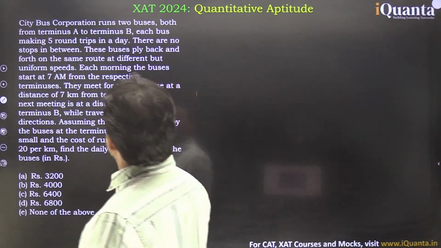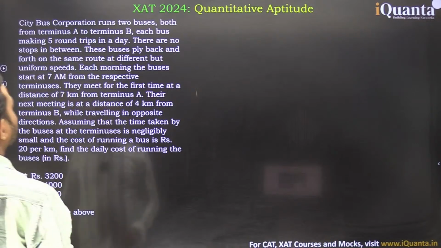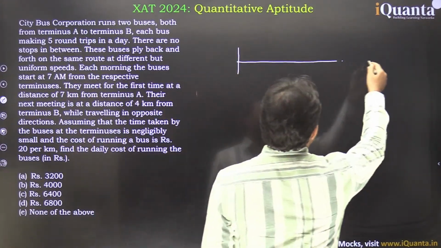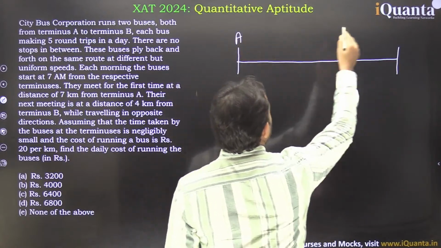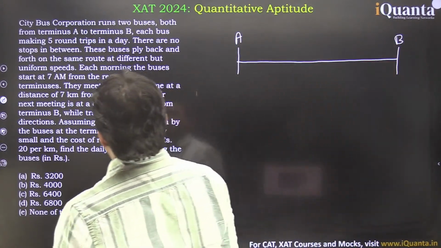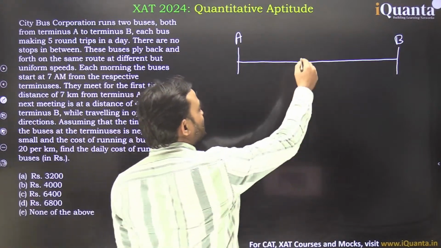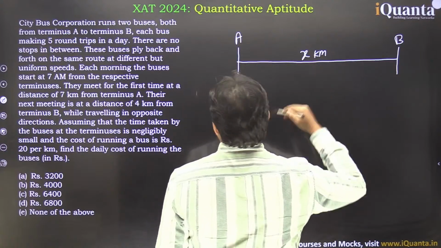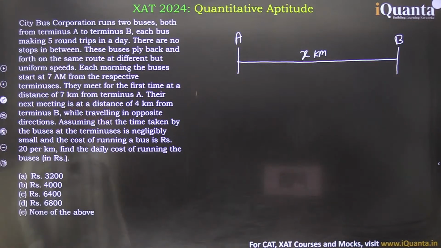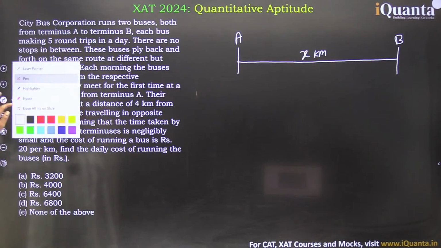So it says City Bus Corporation runs two buses, both from terminal A to terminal B. This is terminal A, this is terminal B, and let's say the total distance is X kilometers. It says there are no stops in between. These buses ply back and forth on the same route at different but uniform speeds. Each morning the buses start at 7 am from the respective terminals. So in this one, both of them are starting from A. They meet for the first time at a distance of 7 km from A.